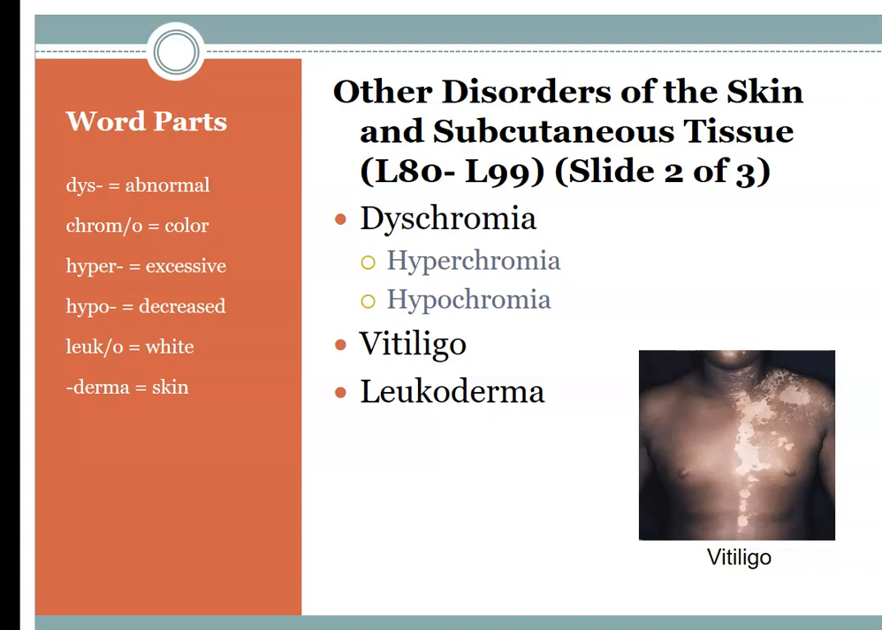Leukoderma is a loss of skin pigmentation. And then you've got your word parts. Dys equals abnormal. Chromo is color. Hyper equals excessive. Hypo equals decreased. Leuko is white. And derma is skin.